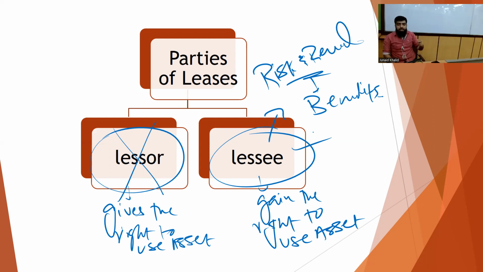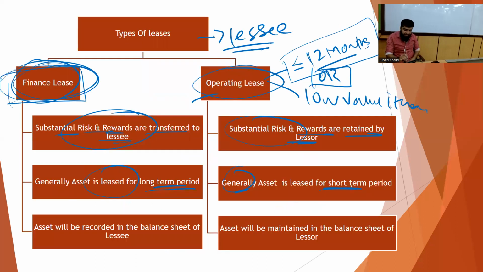Number one, major benefit will be retained by the lessee. It means that asset should be recorded in the balance sheet of the lessee. That's why IFRS 16 states that if there is a finance lease, major risk and rewards are transferred to the lessee, which means the asset will be recorded in the balance sheet of the lessee company. While in the operating lease, where major risk and rewards are retained by the lessor, the asset will be maintained in the balance sheet of the lessor. I hope you get this, what is a finance lease and what is an operating lease.